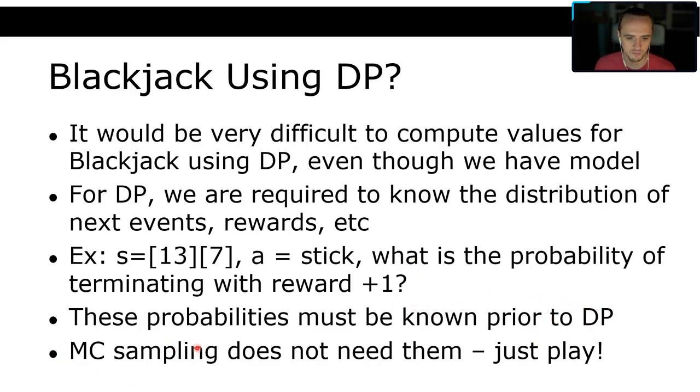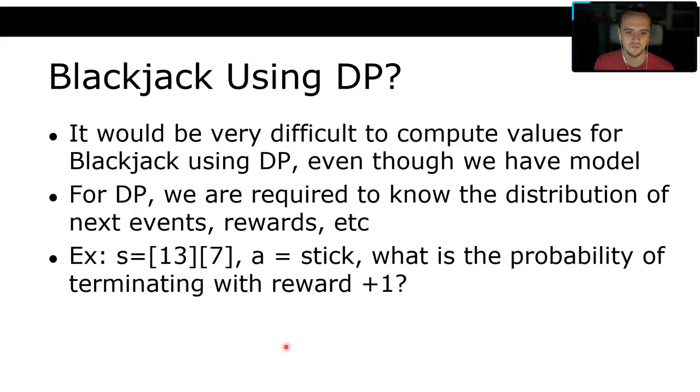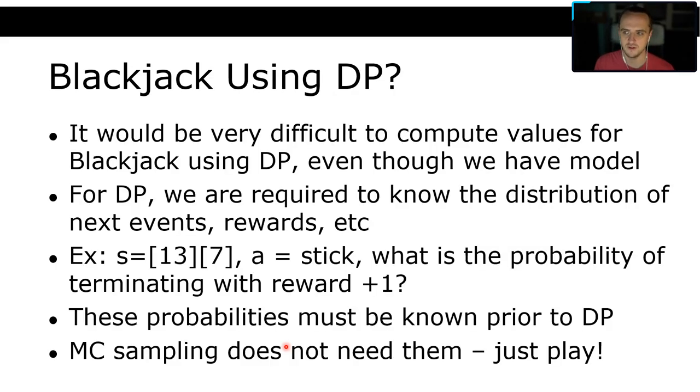But the cool thing about Monte Carlo sampling is that it doesn't need any of these probabilities. All we do is play a million games. And after a million games, we're going to figure out what worked and what didn't work. We're going to update our values, and then we'll know which states are good and which states are bad. So that was estimating V, which is the state values.